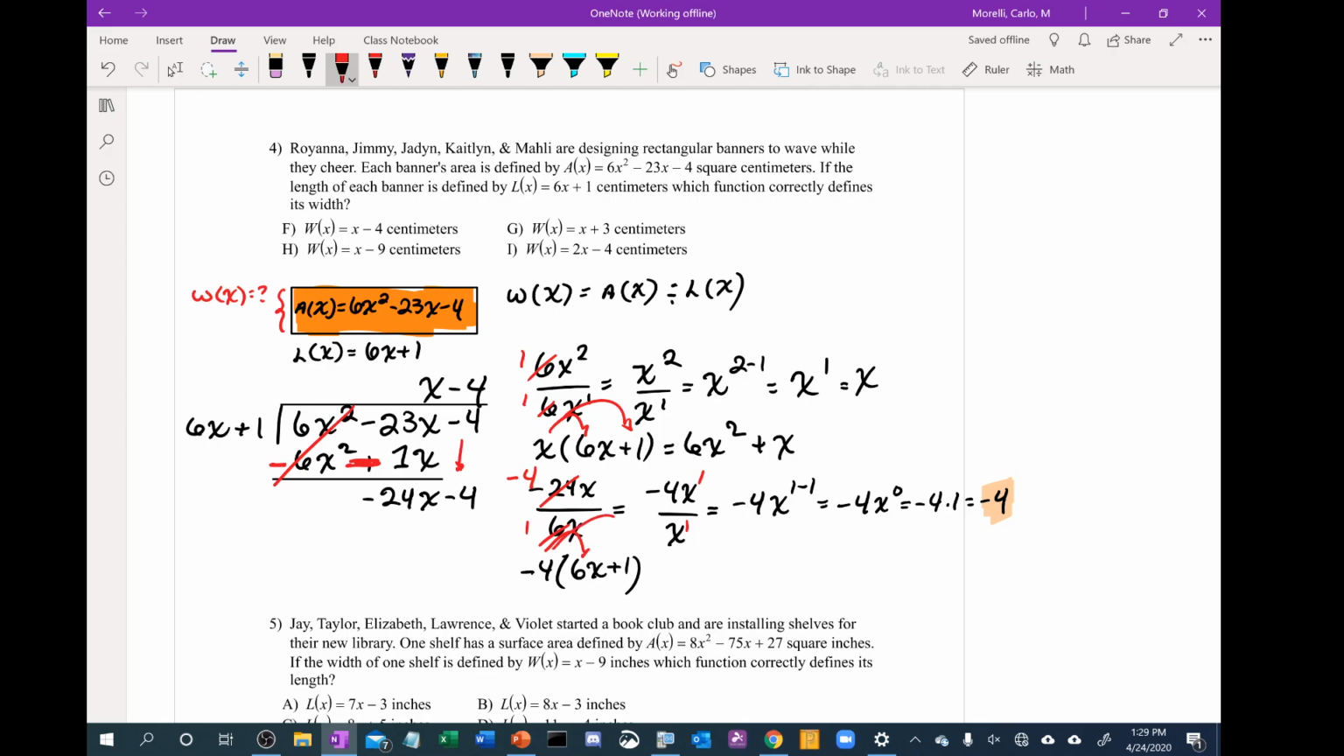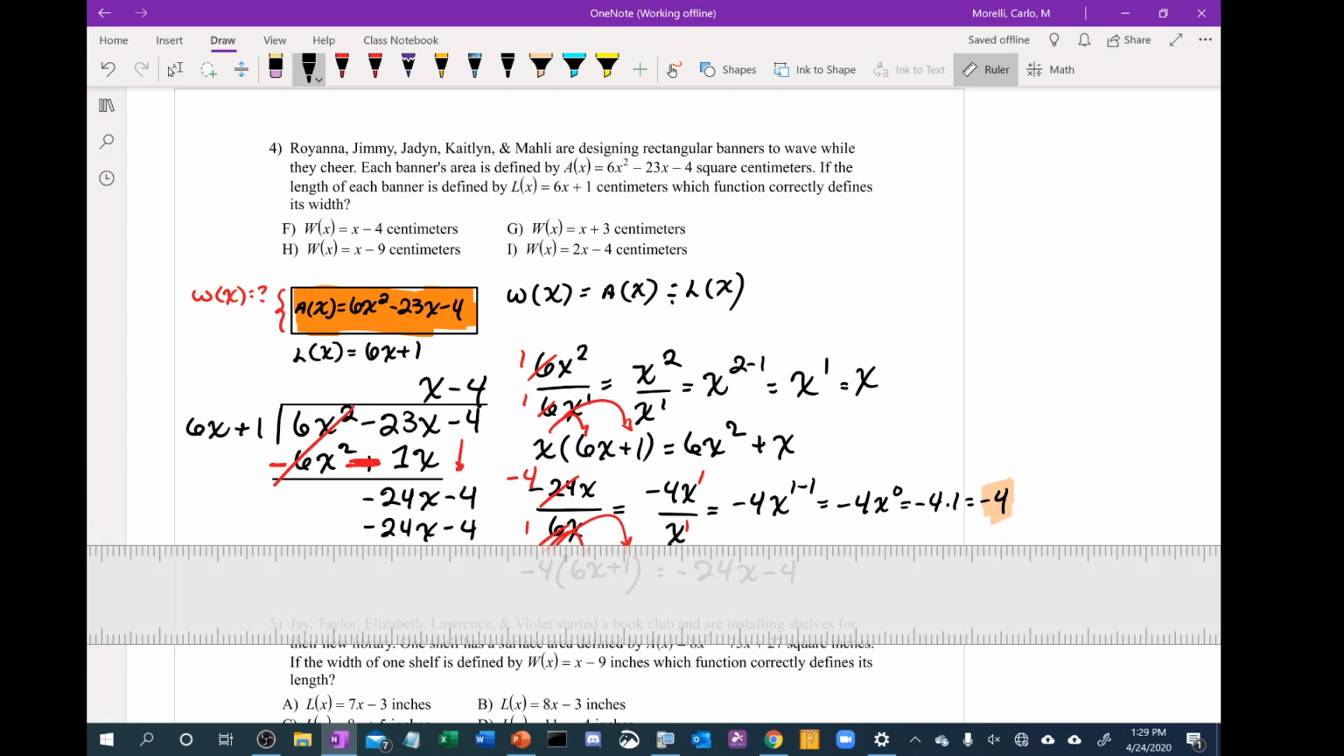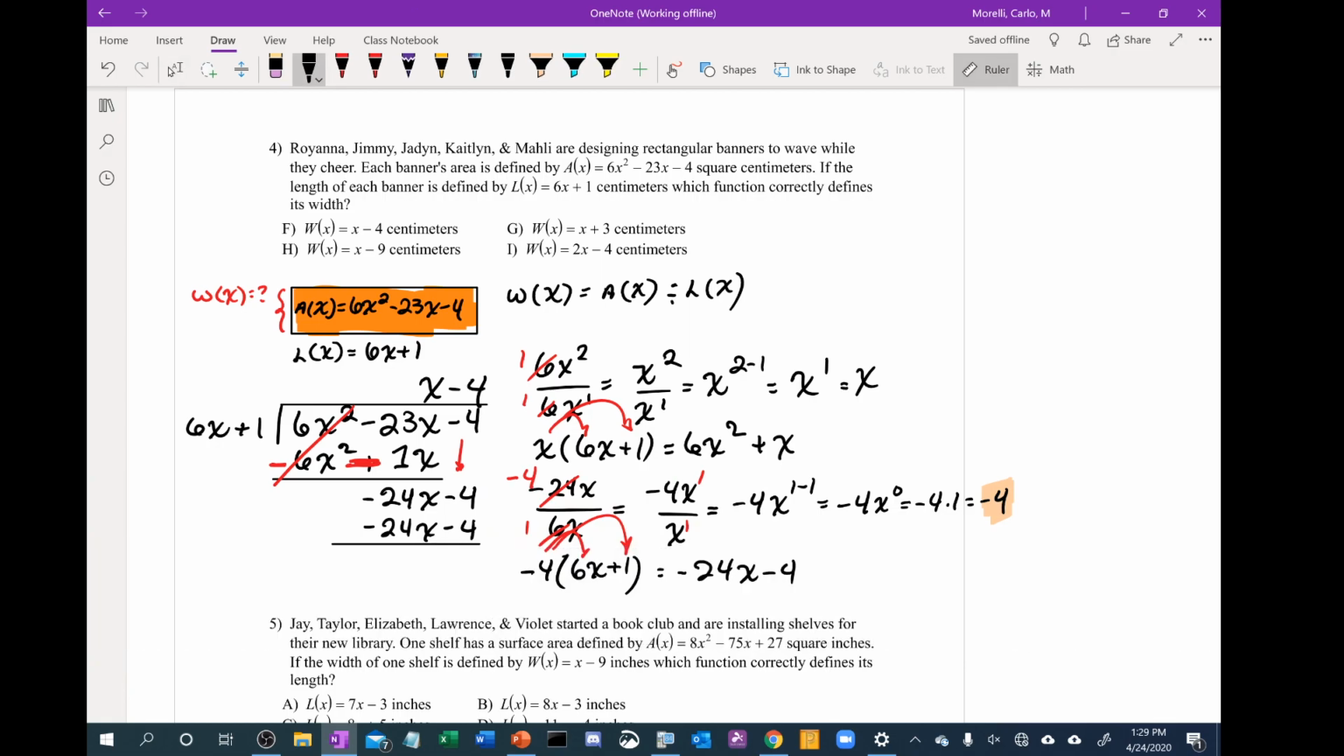And we distribute to both terms. We have negative 4 times 6x equals negative 24x. And we have negative 4 times positive 1, which is negative 4. So we write that here, negative 24x minus 4, under its matching term of the dividend. And then we use a ruler to draw a line. And then we change both of our signs. This becomes positive, and they both cancel, leaving 0 as a remainder, and giving us the quotient of x minus 4 for our width.